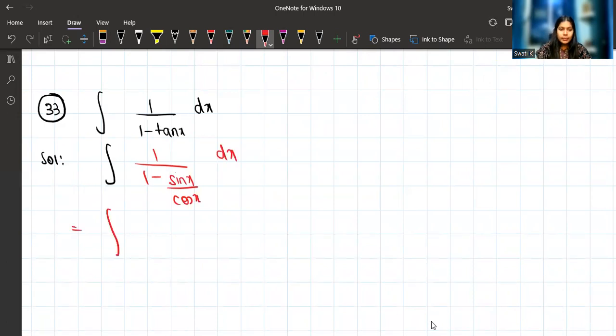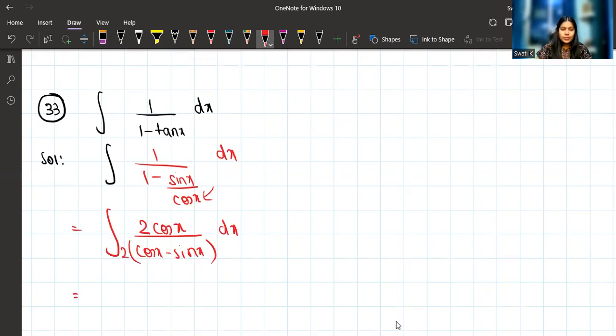Now, if I take LCM here, the cos x that you can see here will go in the numerator, right? And after simplifying this, it is cos x minus sin x. So I've skipped one step here. So now we have integration of cos x upon cos x minus sin x. Now I'm going to simplify this further by multiplying this by 2 and this also by 2. So now I can write this as 2 cos x as cos x plus sin x.